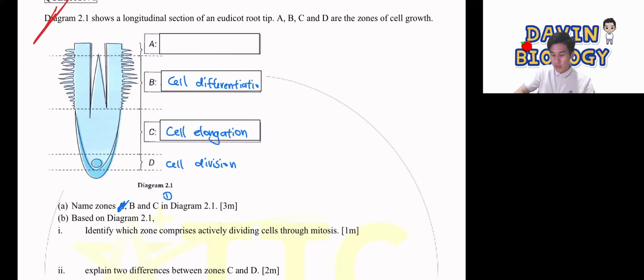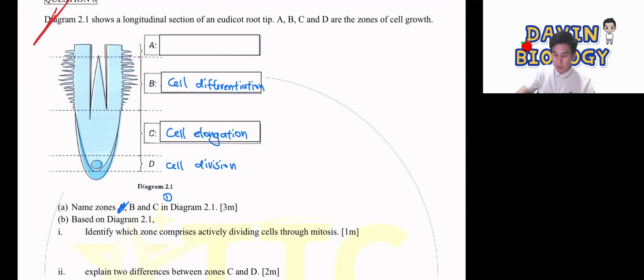Now at the zone of cell differentiation, you can see tissues start to form. You start to have root hair, you start to have xylem and phloem forming because these are the permanent tissues. And then this is not a zone. This is basically where you have permanent tissues already. So this A is actually not a zone. It's actually permanent tissues. So the zones are actually just B, C, D.